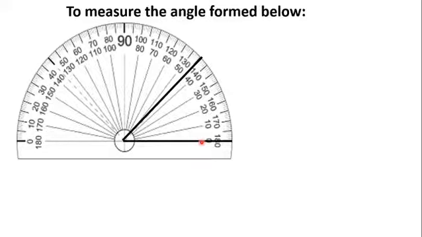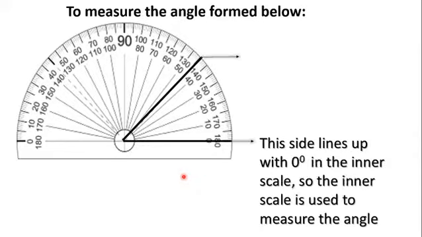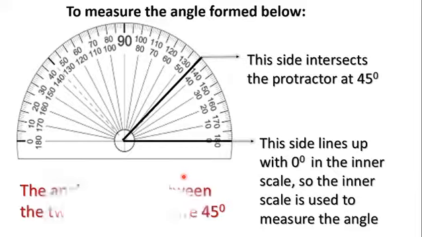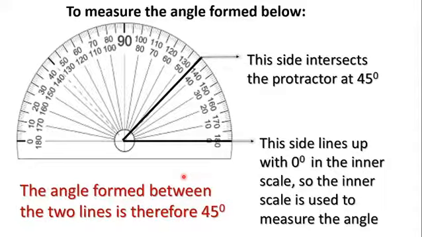So if you look at the second line up there, you can also see that the line intersects with 45 degrees on your protractor. So it means that the angle formed here is from 0 to 45 degrees, and therefore the angle formed between the two lines is 45 degrees. And this is really so easy for you to do. You can practice it at any point in time on your paper. You can draw two lines that form an angle, and then you use your protractor to measure that angle. It's really very easy to do.